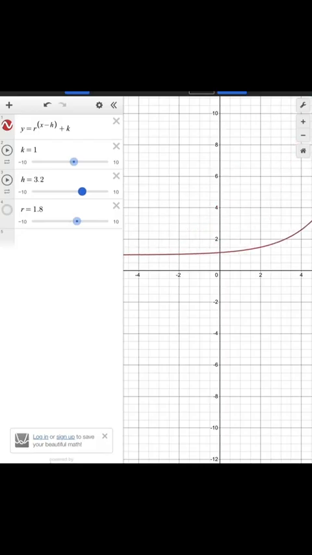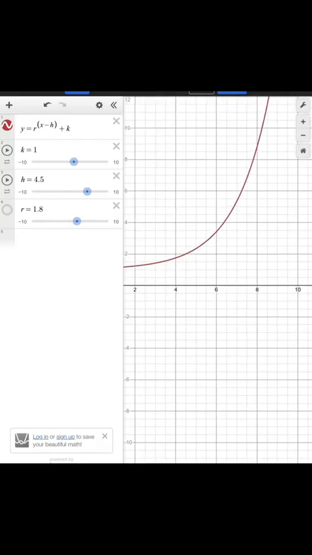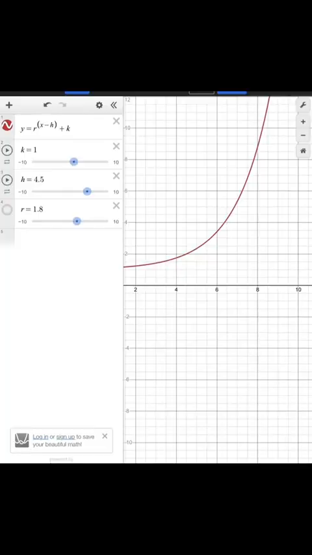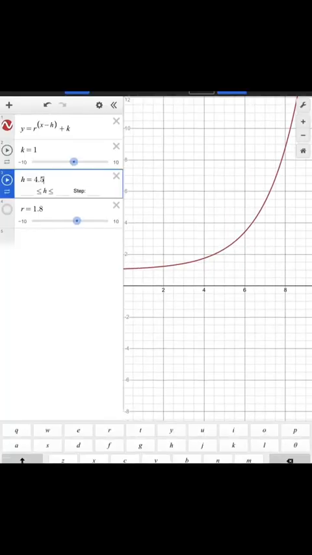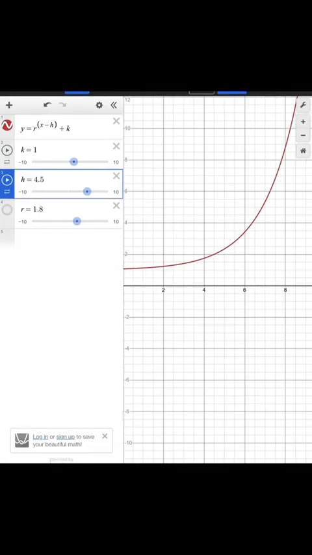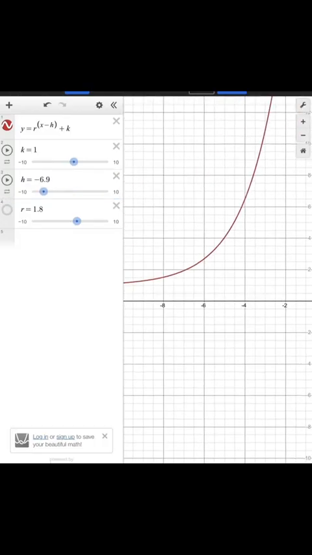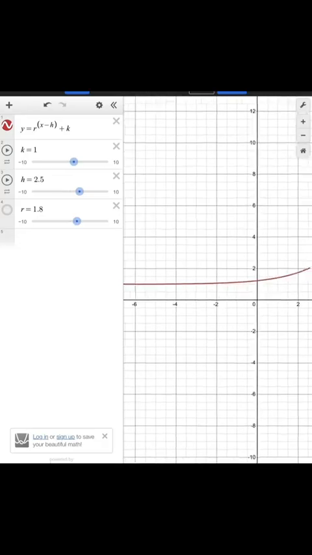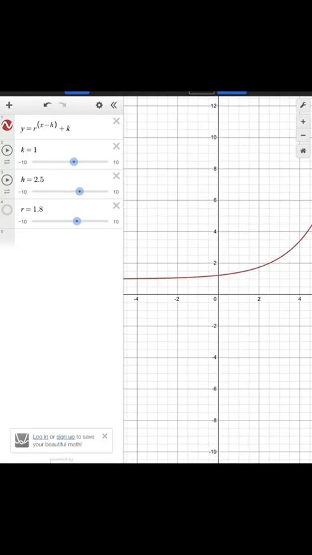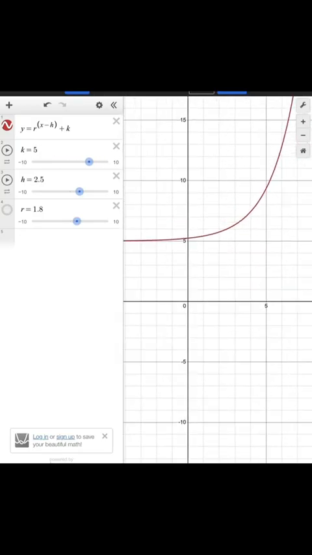If h is bigger, then it shifts the whole graph to the right. If h is a smaller number, then it will go in the opposite direction, okay, to the left. So that's the effect that h has on these exponential graphs. Now k does the same thing, but vertically. So it shifts it up and down. You can see that quite easily in this graph here.